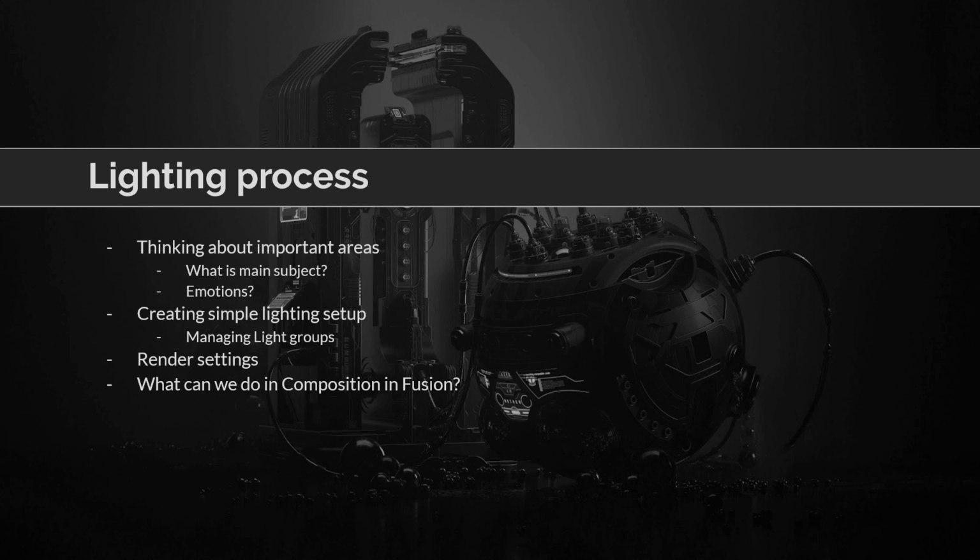And the knowledge that we gained in the previous chapters about light groups and how to set up light groups, we will use that to separate lighting into a couple of different light groups, and then with those light groups we will do compositing in the Blackmagic Fusion.